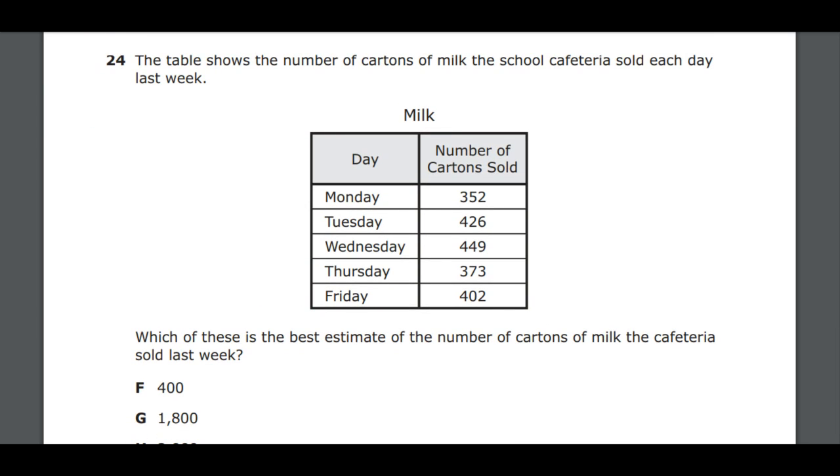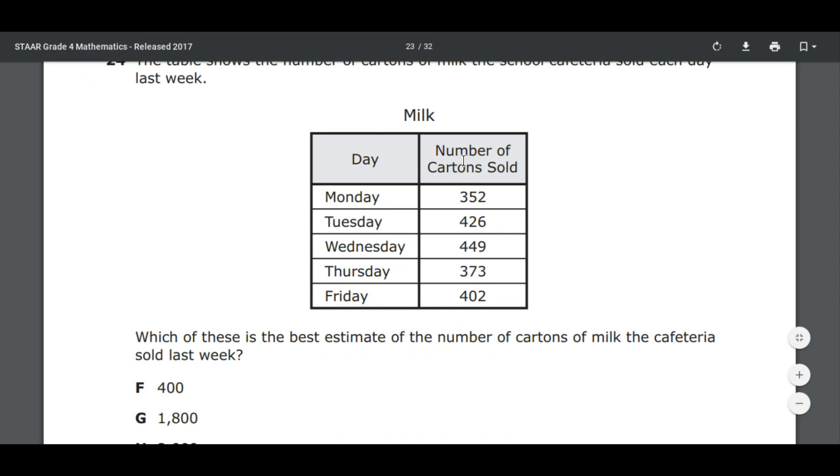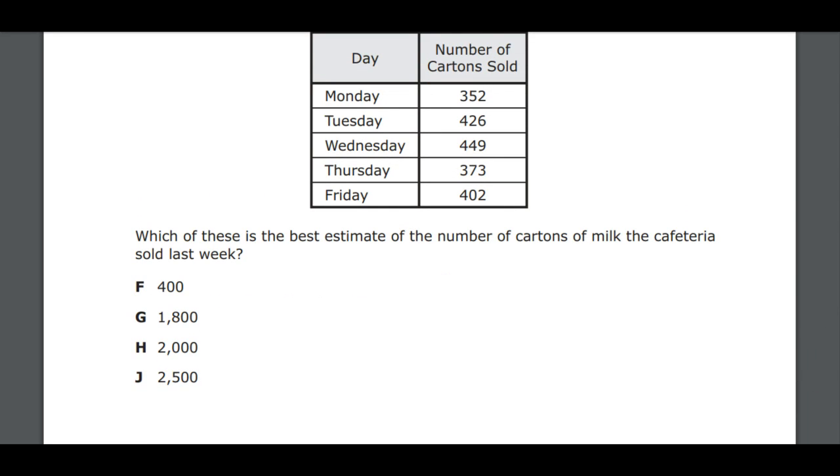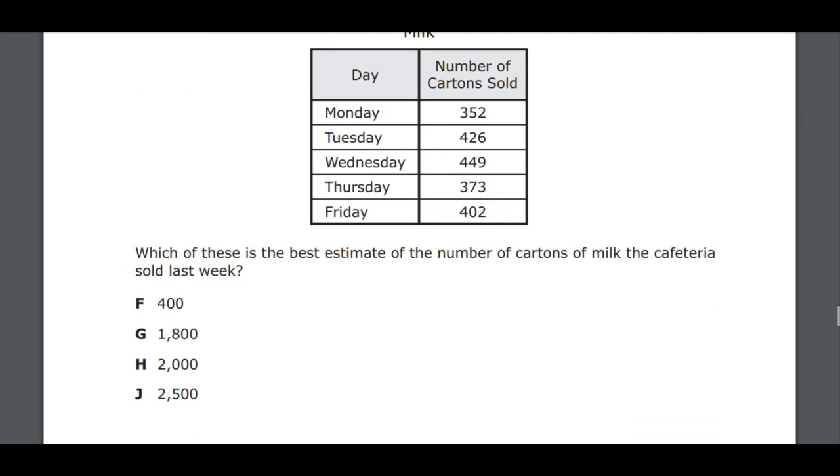24. The table shows the number of cartons of milk the school cafeteria sold each day last week. Day, number of cartons sold. Monday, 352. Tuesday, 426. Wednesday, 449. Thursday, 373. Friday, 402. Which of these is the best estimate of the number of cartons of milk the cafeteria sold last week?